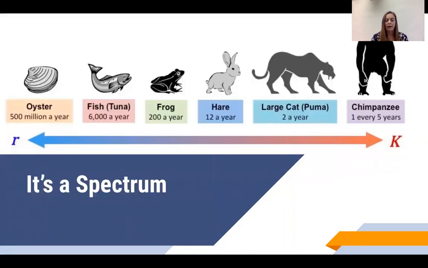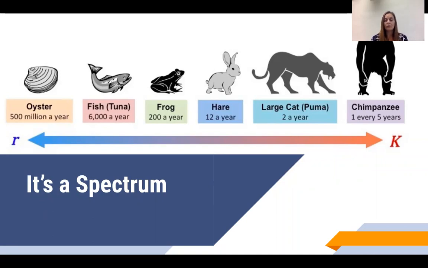Now, it's important to recognize that, like everything else in biology, it's not black and white. This is very much a spectrum. Okay, so if we look at an oyster, it can produce 500 million eggs a year. That is very clearly an R-selected species. It provides zero parental care. It just spews out eggs, has them fertilized, and hopes that they survive. Actually, it doesn't care if they survive, but evolution does.